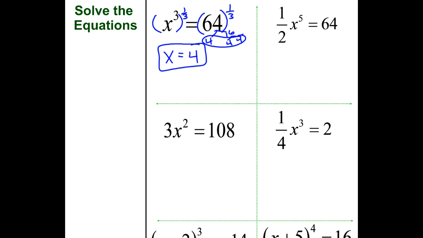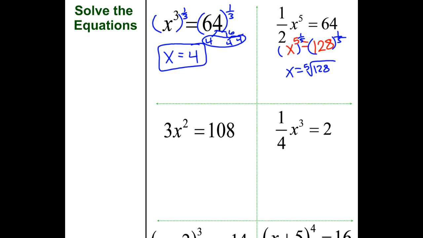Now let's go over here again. So first thing I'm going to do is multiply by 2 to get rid of that half. So we get x to the 5th equals 128. Now I need to do the 5th root, so raise to the 1/5 power on both sides, which means that x equals the 5th root of 128.